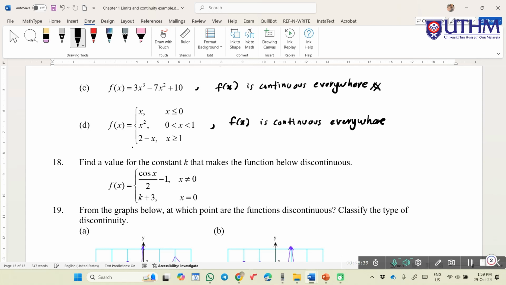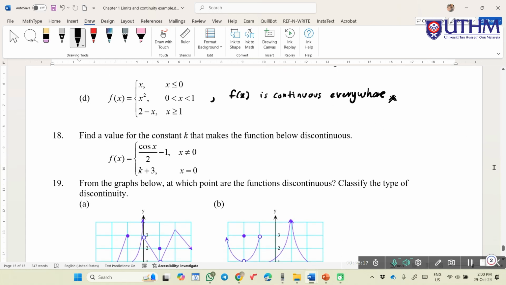You have to think by yourself. So you need to connect the discontinuity, the condition for the continuity, and the point of discontinuity, and so on. But for D, the function is continuous everywhere. Let me check once again. All right, continuous everywhere.